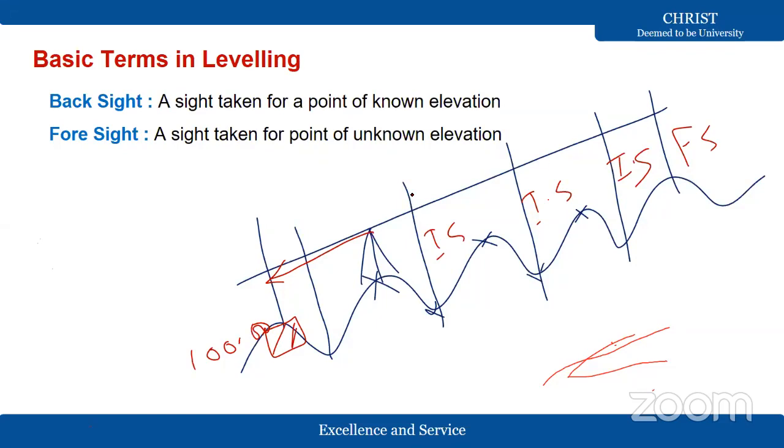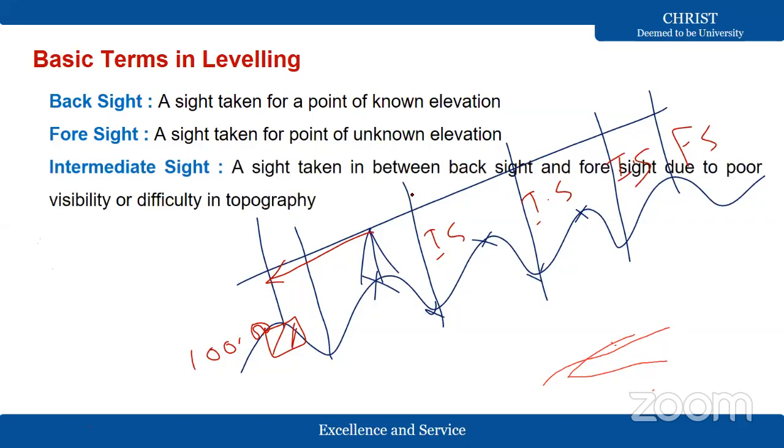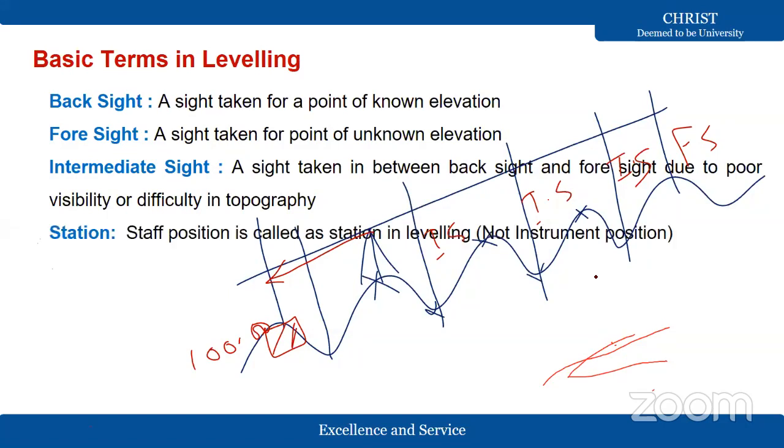Foresight means a sight taken for a point of unknown elevation. Even intermediate sight also is a sight taken for a point of unknown elevation only. Whenever you have a topographical difficulty or you have visibility problems, then we are going to establish intermediate sights. Okay. Then station means here, with reference to other practicals in survey, station means here leveling staff. This is the station where you are going to keep your leveling staff.